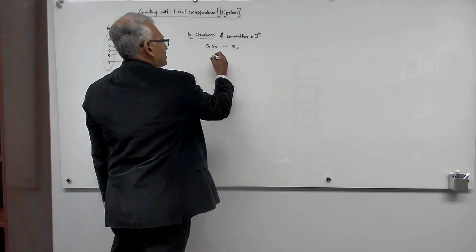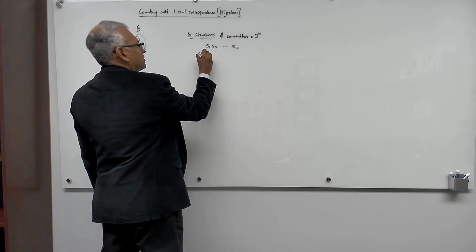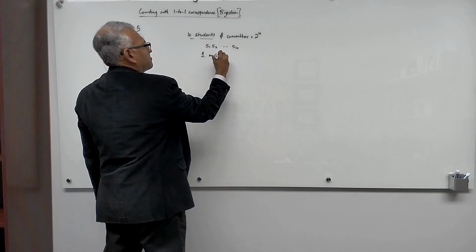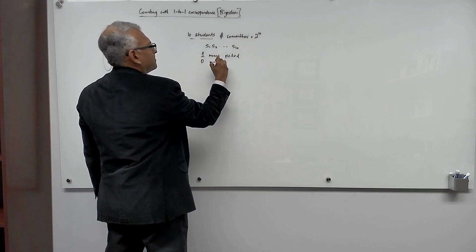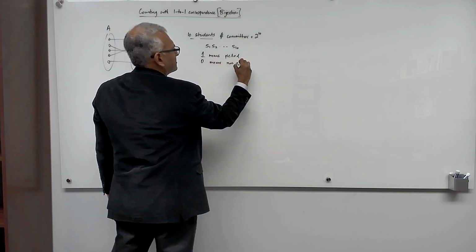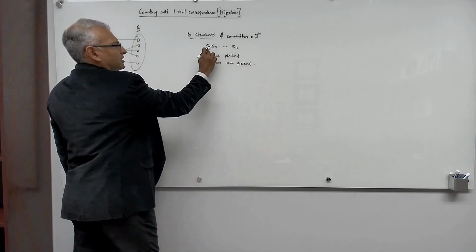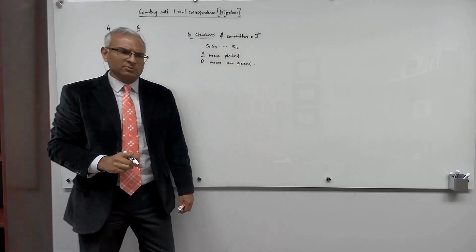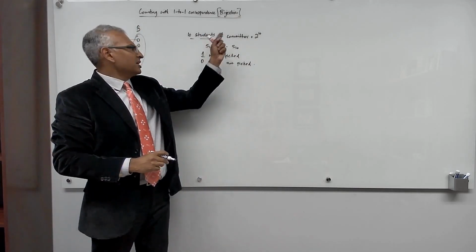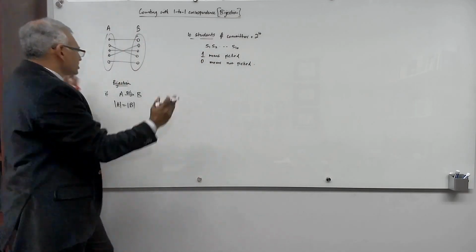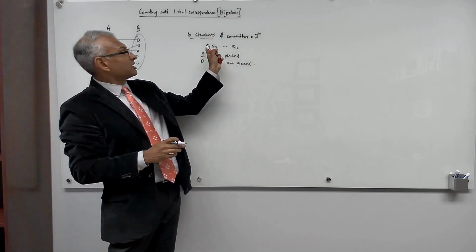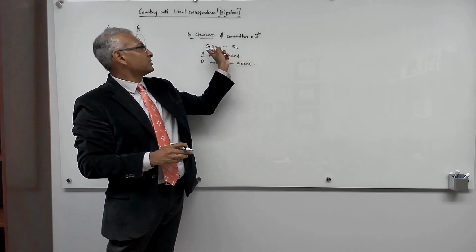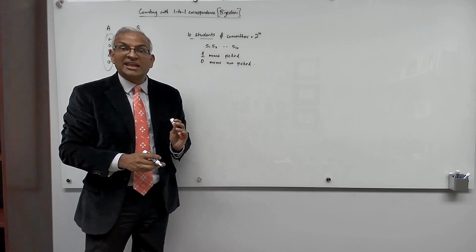So, 1 means picked, and 0 means not picked. And so every binary sequence of length 10 gave us a committee, and every committee corresponds to such a binary sequence. So that establishes the bijection or the one-to-one correspondence. And so we know that the number of such committees is exactly the number of such sequences, which is 2 to the 10. We saw that before.